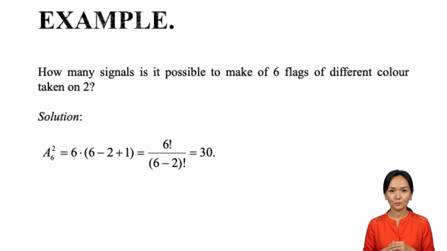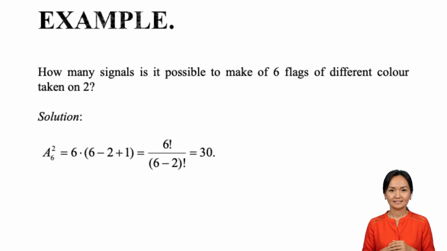Using our allocation formula, we calculate A sub 6 superscript 2 equals 6 times (6 minus 2 plus 1), which is 6 times 5, giving us 30. Alternatively, using the factorial formula, we take 6 factorial divided by (6 minus 2) factorial, which is 720 divided by 24, also giving us 30. So there are 30 possible signals you can make with 6 flags taken 2 at a time.